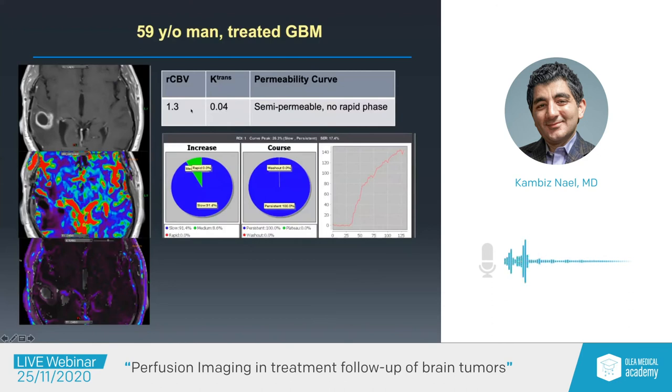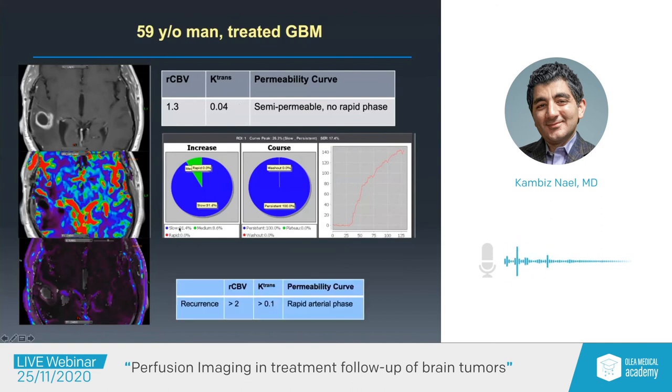So this lesion meets all three criteria that we use to identify radiation necrosis. Again, this is just for your reference. RCBV is less than 2, K-trans is less than 0.1, and it doesn't have a rapid arterial phase, and therefore this is suggestive of a post-treatment change or necrotic component rather than recurrent disease.